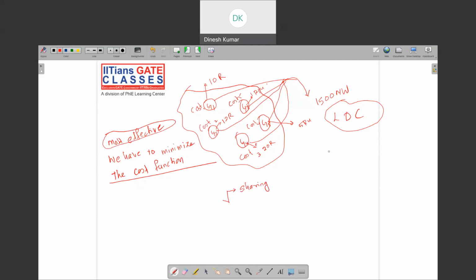I will just say something. Some places record something like 1500 megawatt of power. Actually, there are two generating stations there. One generating station has a capacity of 800 megawatt, and another has a capacity of 1000. This 800 megawatt is actually coming from 5 generators.